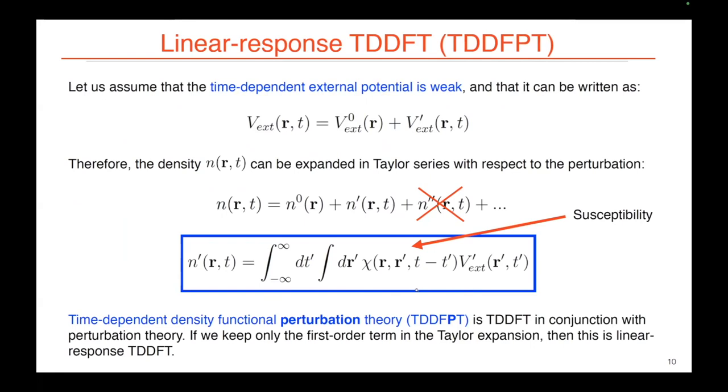And this is where the terminology comes from, time-dependent density functional perturbation theory, TDDFPT, because here we use perturbation theory, and we limit ourselves only to first order. So people also use the term linear response TDDFT. TDDFPT is less commonly used, but that's essentially the time-dependent extension of what Professor Giannozzi introduced in the first lecture for phonons, but adapted to electronic excitation. So it's perturbation theory, but extended to the time domain.